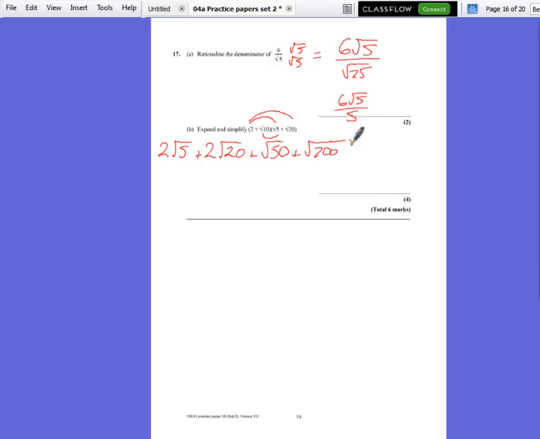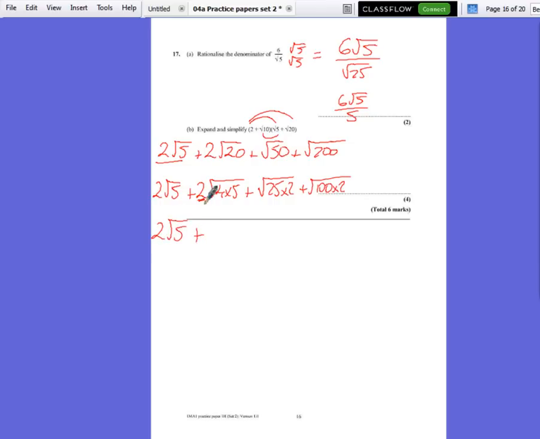Now it does say simplify this, so this one can't be simplified, so it's just 2 root 5. This one can, because it can be written as 4 times 5. The reason why 4 times 5 has been chosen is because 4 is a square number, we can square root that in a second. Again, this one can be simplified to 25 times 2, and this one can be simplified to 100 times 2. Now the reason I've done that, the 2 root 5 we don't do anything with, but root 4 can be written as 2.